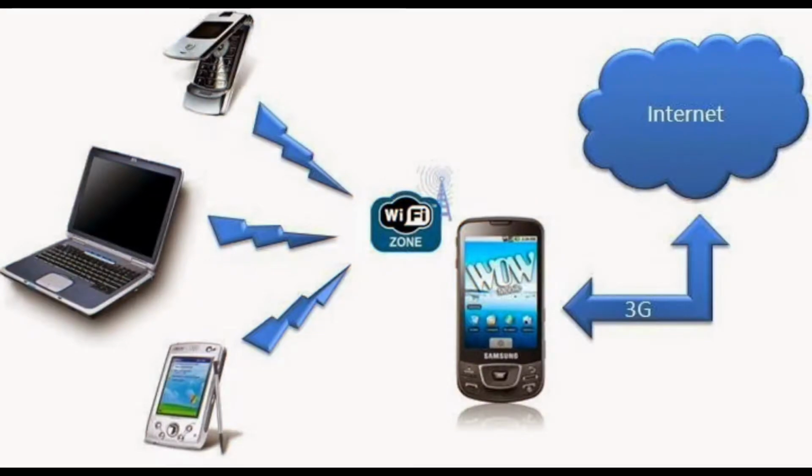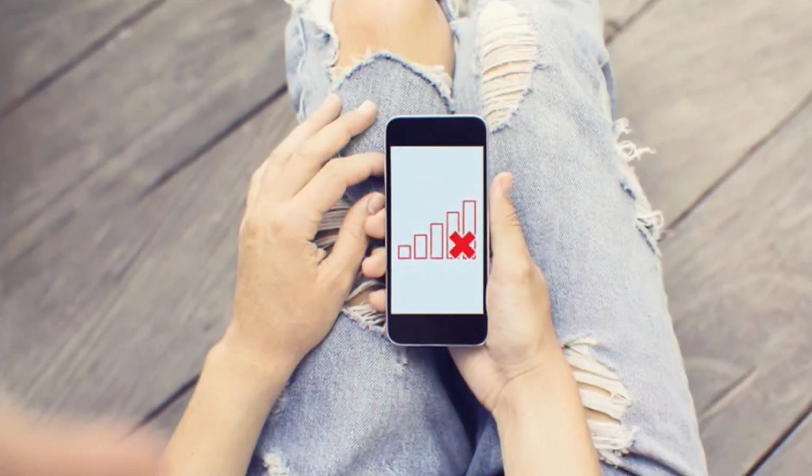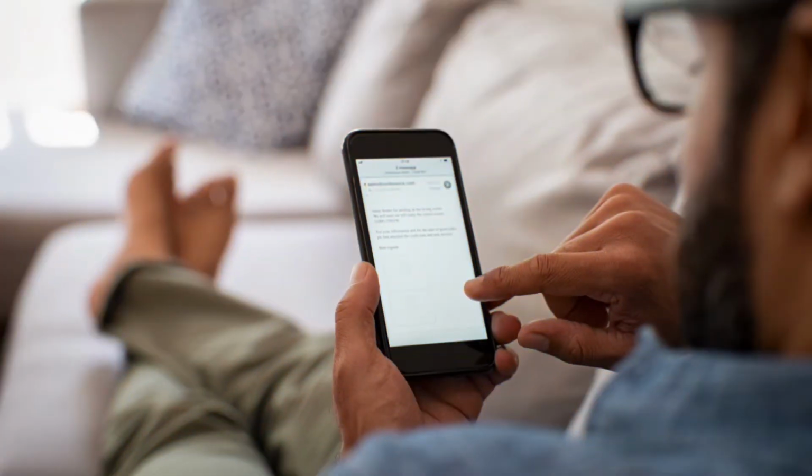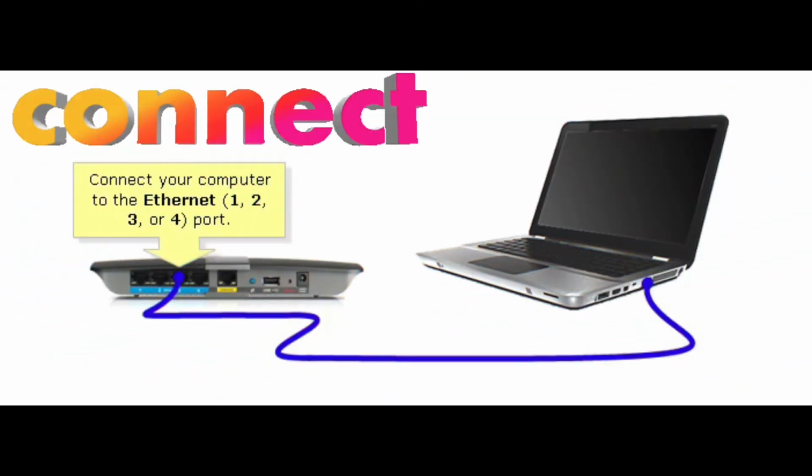Make sure your mobile phone or your computer is connected to the internet. You will need to be connected to the internet in order to access the router page by Wi-Fi or by Ethernet cable from your modem to your PC or laptop.